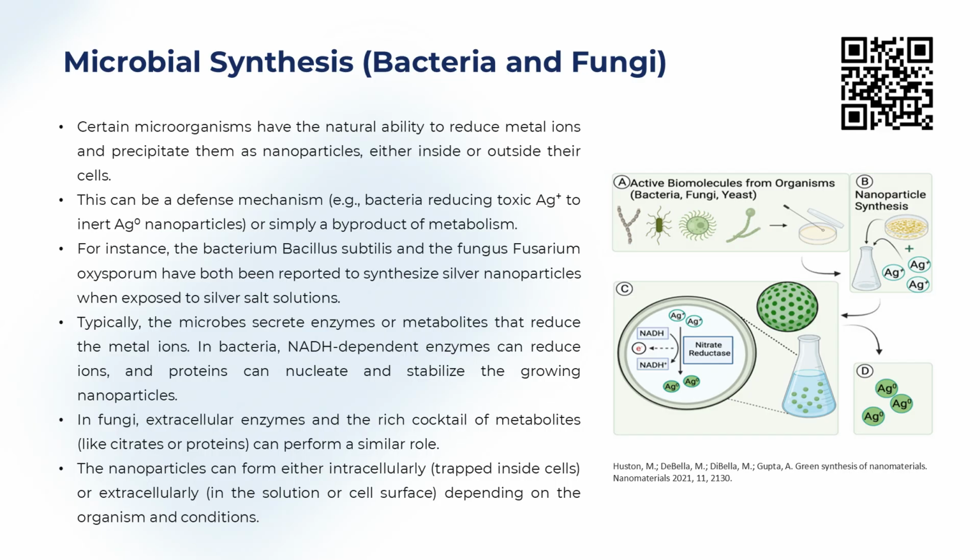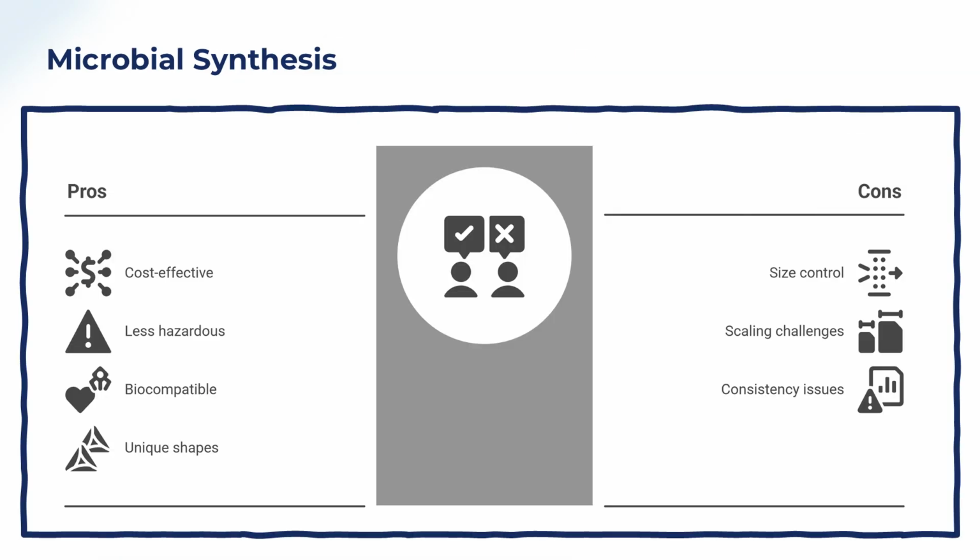Typically, the microbes secrete enzymes or metabolites that reduce the metal ions. In bacteria, NADH-dependent enzymes can reduce ions, and proteins can nucleate and stabilize the growing nanoparticles. In fungi, extracellular enzymes and a rich cocktail of metabolites can perform a similar role. On this page, you see the summarization of the pros and cons of the microbial synthesis of nanoparticles.